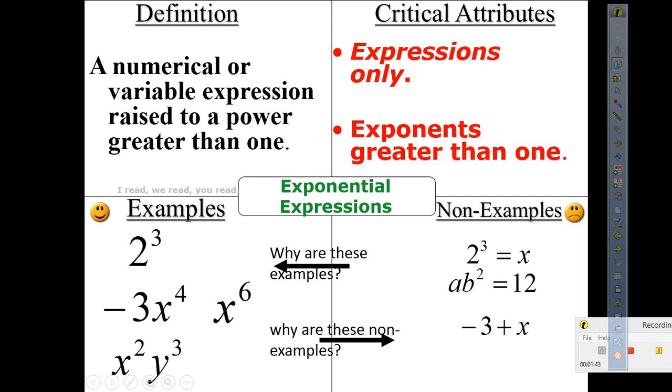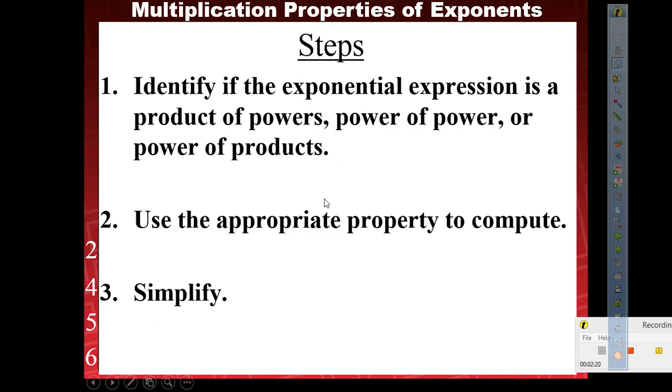Now the steps, we don't need to write them down because we already know the steps by memory, right? Step number 1: identify if the exponential expression is a product of powers, power of a power, or power of a product. Then use the appropriate property to compute, and at the end, simplify. So we got the steps.